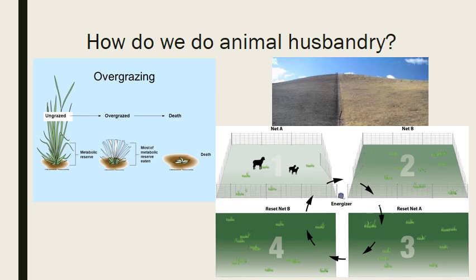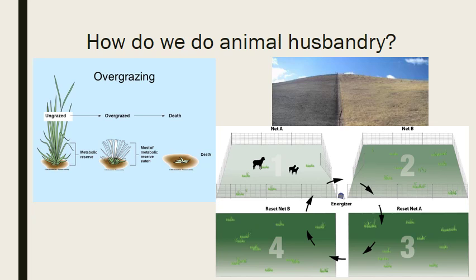Typical grass that is found on a rangeland or in a pasture has what is called a metabolic reserve. If you look at this picture here on the left top of your screen, the metabolic reserve is basically the bottom half of that particular plant.